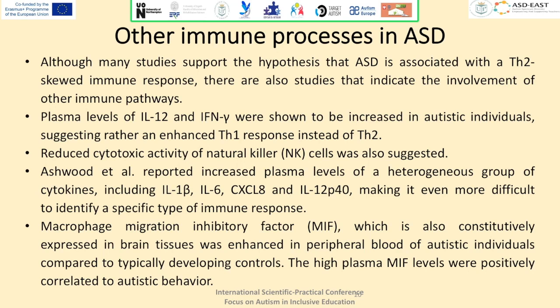Paul Ashwood and his collaborators reported increased plasma levels of a heterogeneous group of cytokines, including interleukin-1 beta, interleukin-6, and many others, making it even more difficult to identify a specific type of immune response. Macrophage migration inhibitory factor, MIF, which is also constitutively expressed in brain tissues, was enhanced in peripheral blood of autistic individuals compared to typically developing controls, and the high plasma MIF levels were positively correlated to autistic behavior.